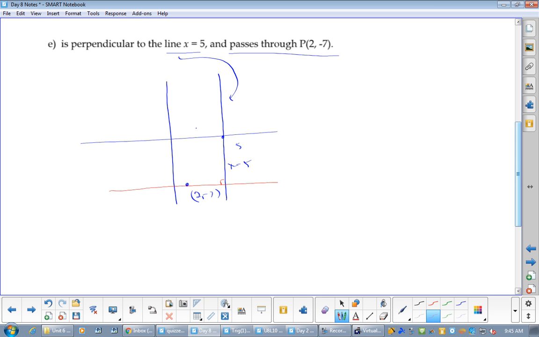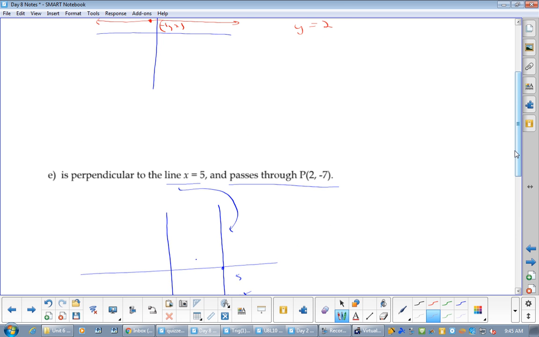Raven? Y equals negative 7. Okay, and then y plus 7 equals 0 if you want to go to general form, I guess. I want to just turn the top one into general form. This would be y minus 2 equals 0.